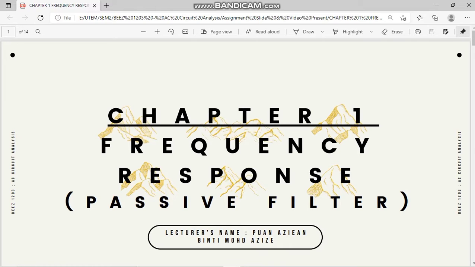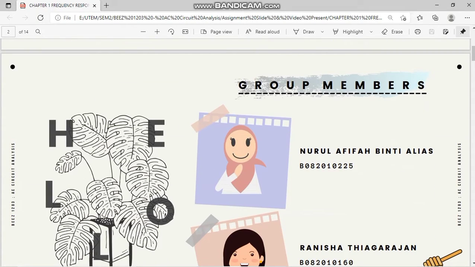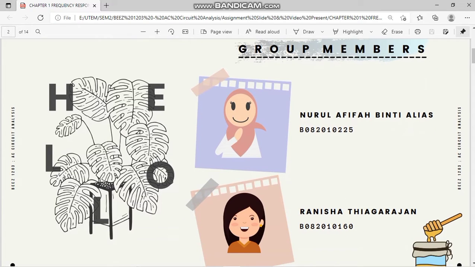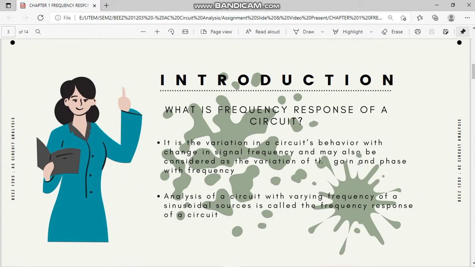Today we are going to present for our assignment for the essay circuit analysis subject. So we are choosing chapter 1, which is the frequency response in passive filter. In our group, we are having only 2 members. My name is Nurul Afifah binti Alias and my partner is Ranisha Tiagarajan. So I will start with the introduction of the frequency response.